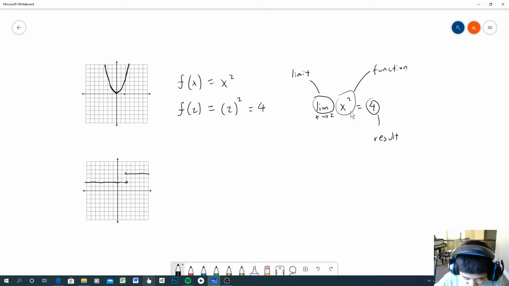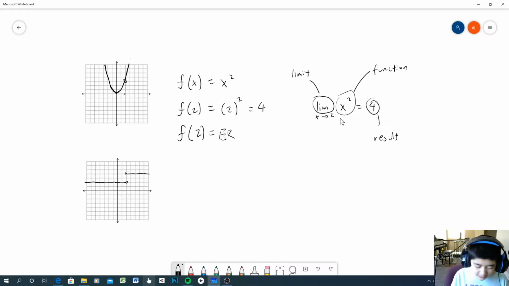Let me show you how this can be useful. If we have a hole right there, a gap, and we plug in the value of 2, it would return an error because there's a hole right on the exact spot. But if we take a limit, it's still going to return 4, because it's not exactly 2, which means that it will miss the hole, but it's close enough to 2 that it'll still return an accurate result.